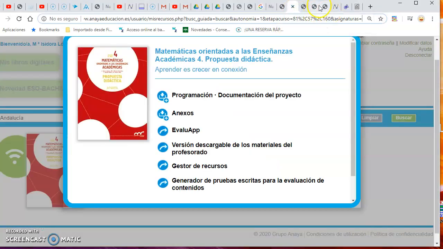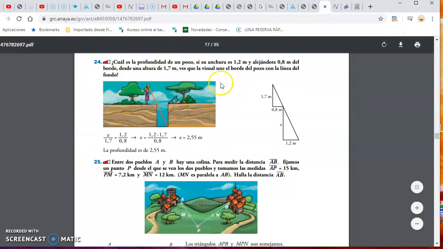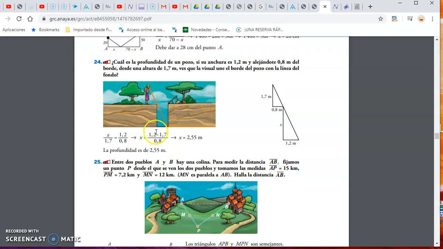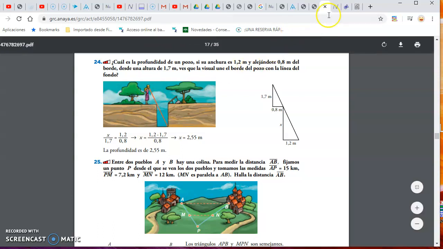It was about this. You have to guess what is the depth of a well. In English we call it a well, and this is the drawing we have. Okay, so we know that this is 1.2 and this is 0.8, and we have the height of the person who is standing there. The goal is 1.7.